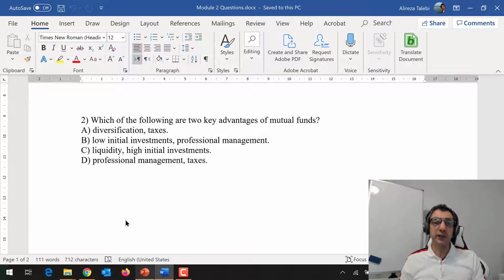B, low initial investment, which is correct. Professional management, which is correct. So it seems B is the answer we're looking for. C, talk about the liquidity and high initial investment. High initial investment is actually a disadvantage. It's not good for investors. So C shouldn't be an answer. D, professional management, taxes. Again, you see taxes. That is not favorable. So that's actually a disadvantage of a mutual fund. So the final answer will be B.